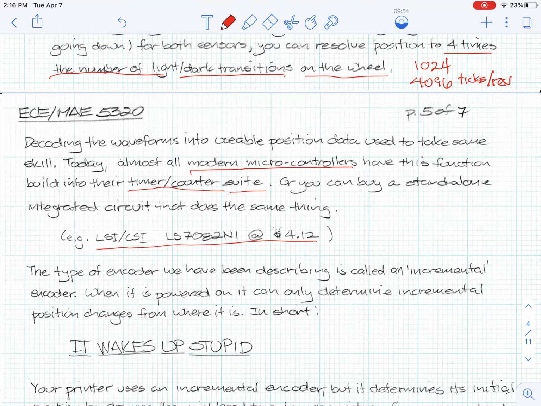Now the type of encoder I've been describing is called an incremental encoder. When it's powered on, it can only determine incremental position changes from where it is. In short, it wakes up stupid. It does not know where it is in any absolute sense. So from there, that's zero for it. As soon as it's turned on, that's zero.